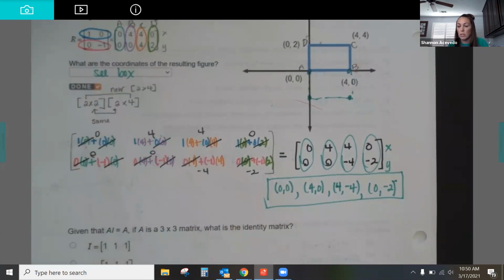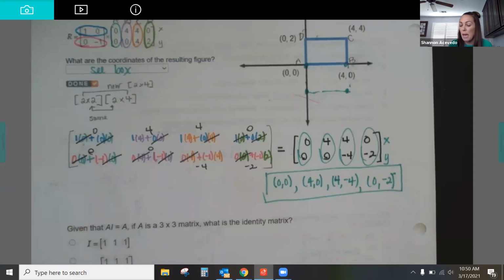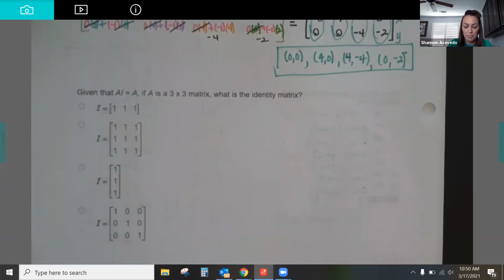Questions on that? Questions on multiplying? Again, sometimes a visual of the colors helps you guys to see the patterns in regards to multiplying.